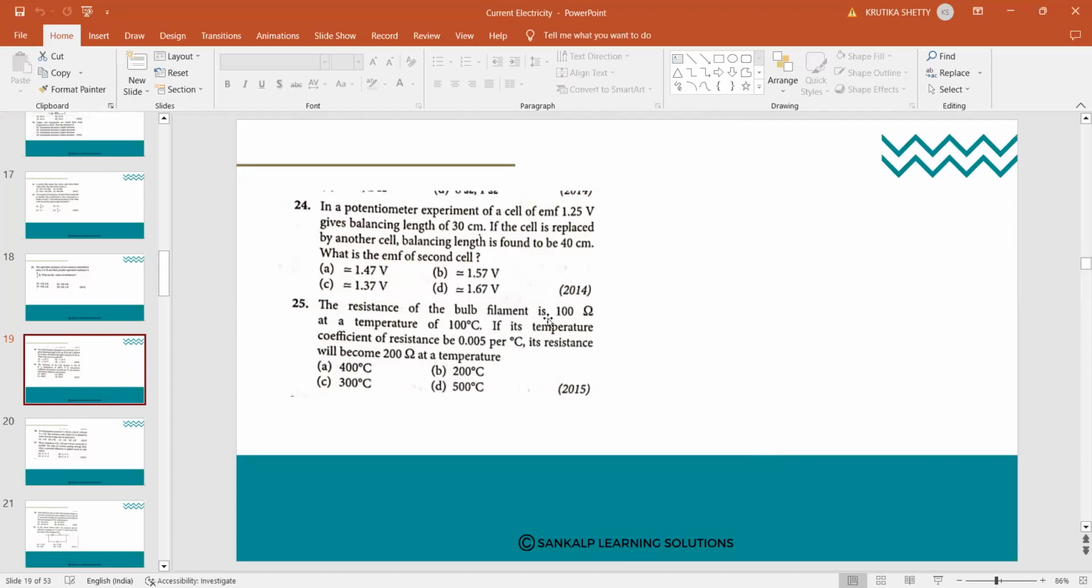The resistance of the bulb filament is 100 ohm at the temperature of 100 degrees Celsius. If its temperature coefficient of resistance is 0.005 per degree Celsius, its resistance will become 200 ohm at what temperature?